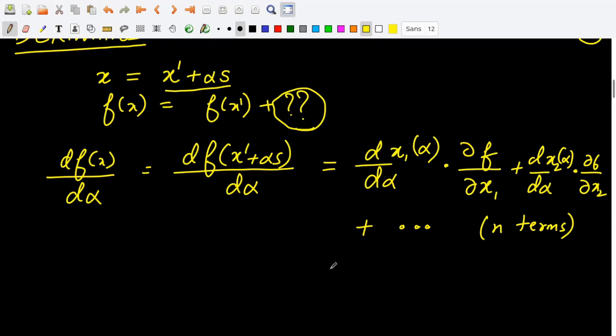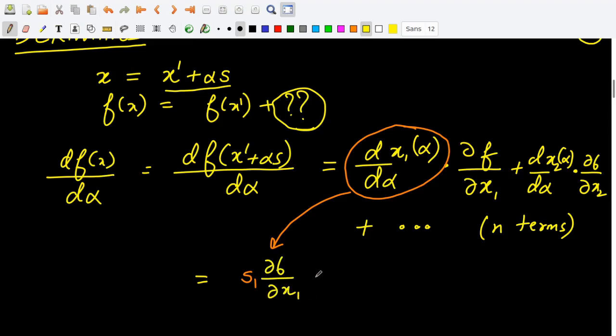So this can be simplified further. Since the first component of x is just x1 plus alpha times s1, if I substitute the value of x1 here and take the derivative with respect to alpha, I'll get s1, and the rest is as it is.